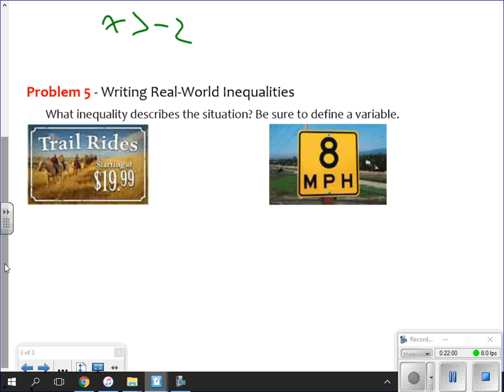Writing real world inequalities. So you have to look at the sign and write an inequality for what I'm dealing with. So I have trail rides starting at, and it's a little hard to read down on your paper, starting at 1999. So what number am I concerned with? 1999.